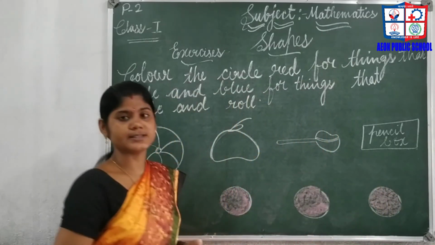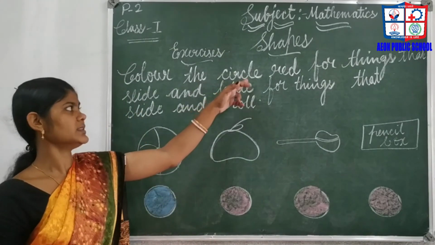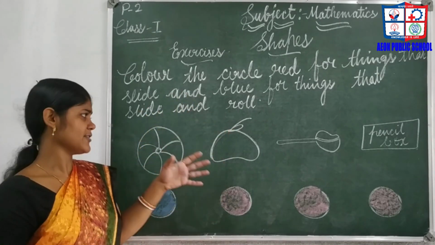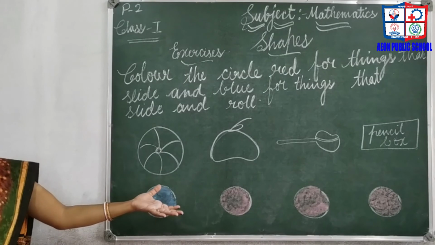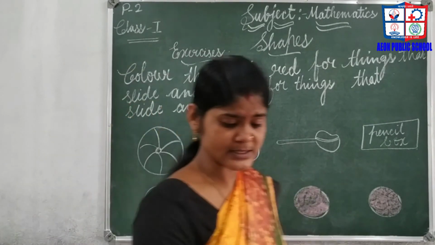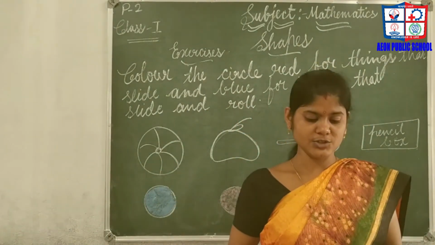Clear? I hope it's clear to you. The things which will slide, you have to color with red color. The things which will slide and roll, you have to color with blue color. Clear? So here, some more examples are there in your exercises. Just follow like this and do it properly.